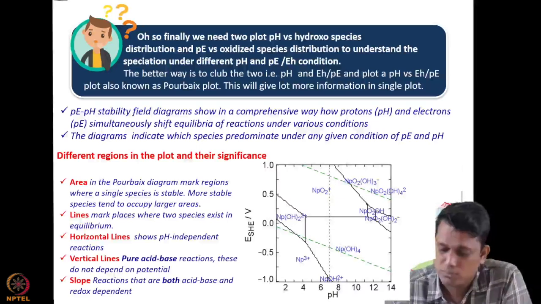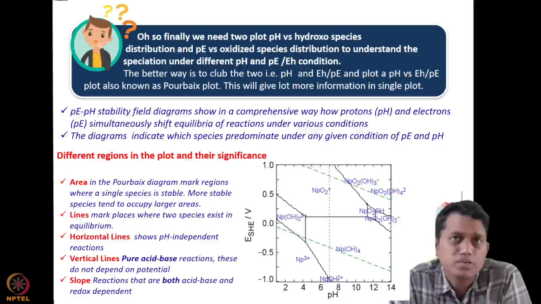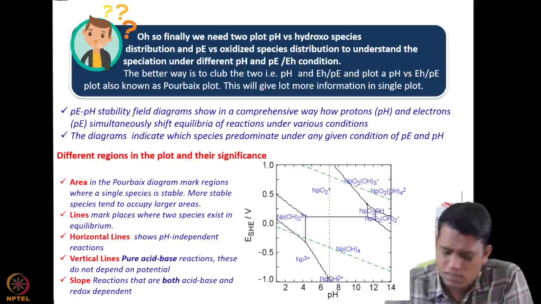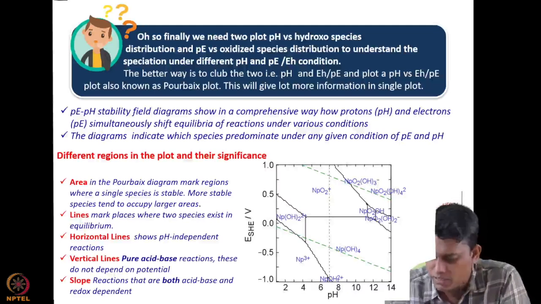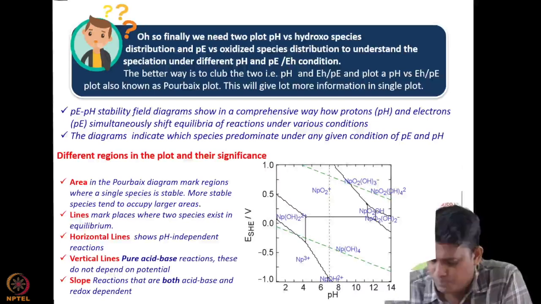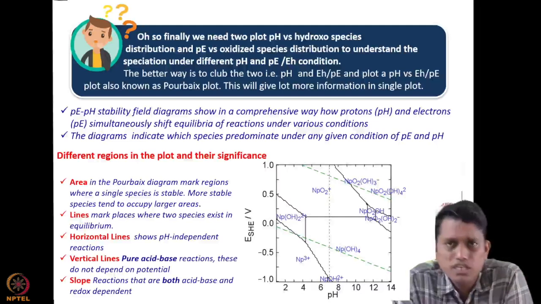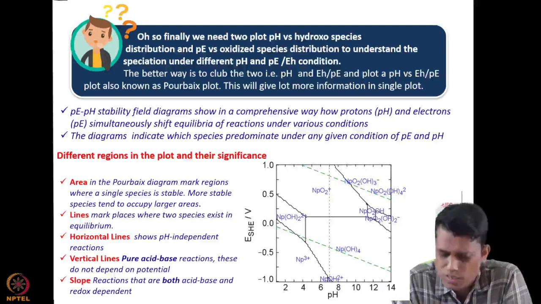Then we have also discussed the area. The larger the stability area, or the larger the area a species will occupy, the more is the stability of that particular species. And with this knowledge of the pH-pE diagram, we can understand some redox chemistry of the actinides in environmental media. Because if you see the pH, the ranges are from 2 to 12, which is obviously where your environmental pH should come. Similarly, your Eh ranges are also in a range where the environmental Eh comes into the picture.